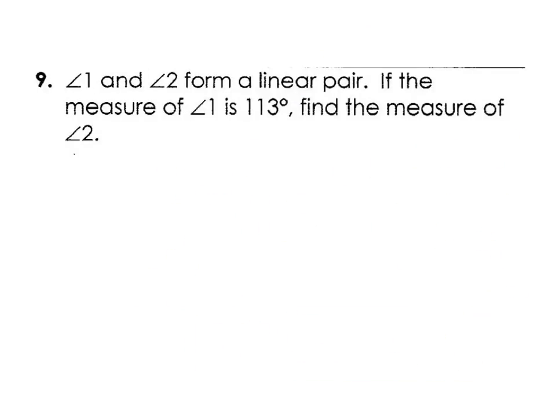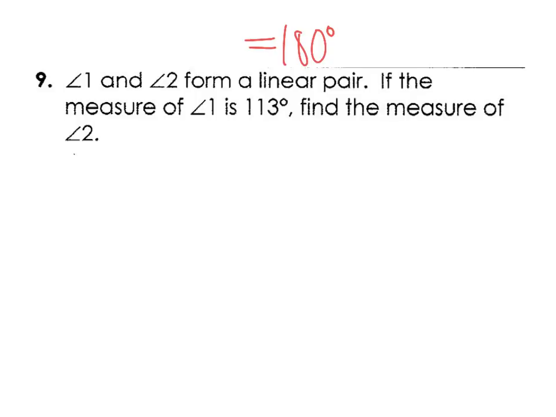All right, number 9. Angle 1 and angle 2 form a linear pair. Before we go any further, we know that the sum of a linear pair is 180 degrees, because a linear pair is supplementary, meaning that when we add together the angles, it equals 180 degrees. If the measure of angle 1 is 113, find the measure of angle 2.